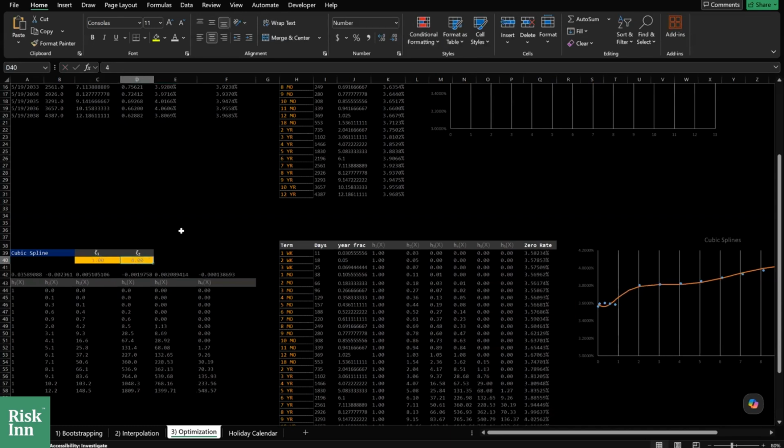Right. So cubic spline. This is not the end of the exhaustive list. There are many other types of methods.